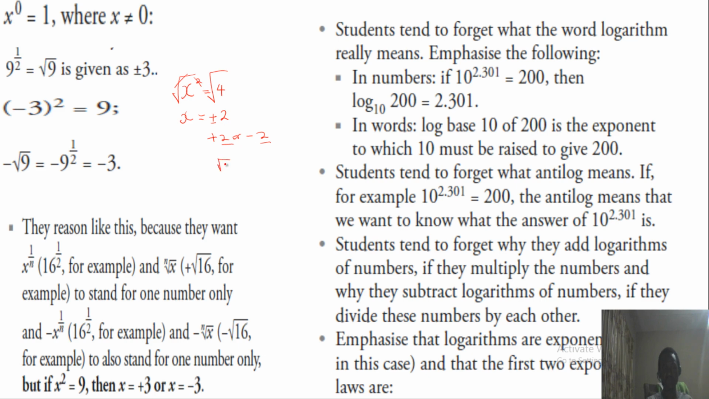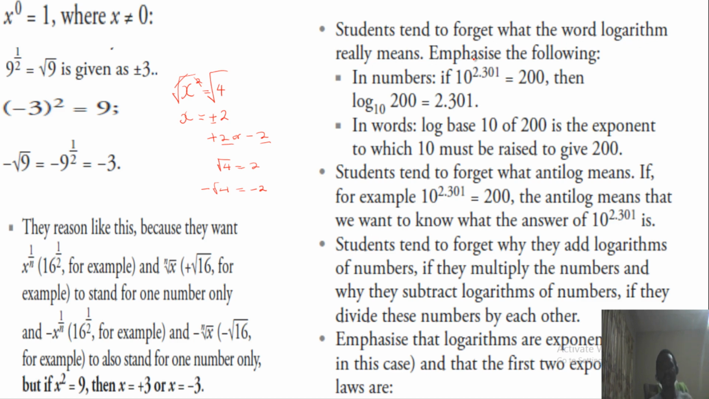For the square root of 4, I can say 2 categorically. And when they say what is the square root of minus 4, I can say categorically minus 2. Another thing you need to know is that students tend to forget what the word logarithm really means.